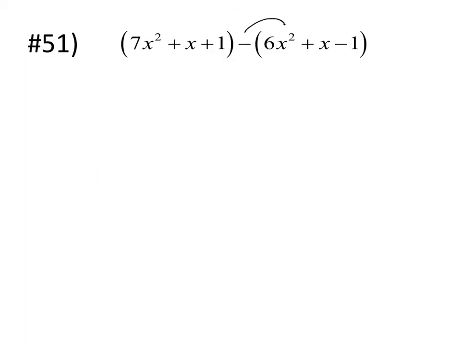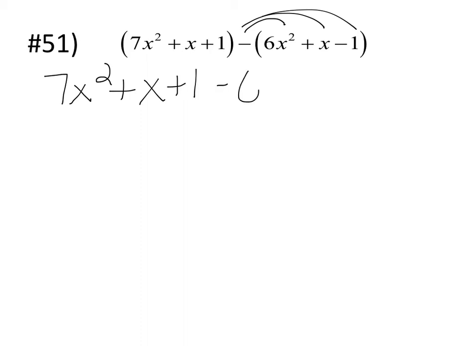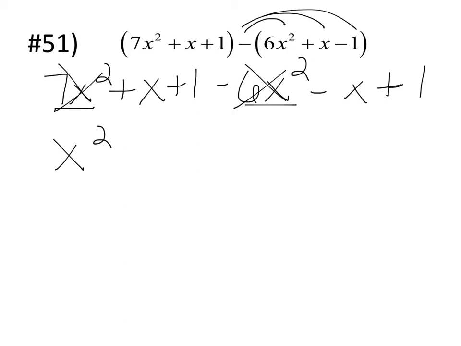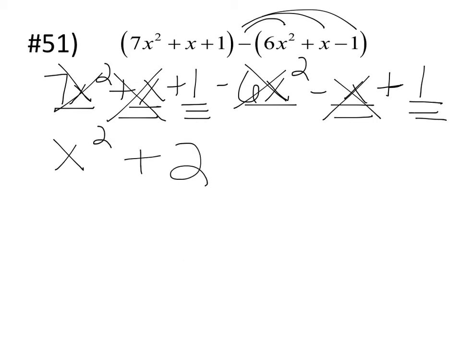Alright, because you're subtracting, you have to distribute. So rewrite 7x squared plus x plus 1 minus 6x squared minus x plus 1. 7x squared minus 6x squared is just x squared. X minus x cancel each other out to 0. And 1 plus 1 is just 2. So you end up with x squared plus 2.